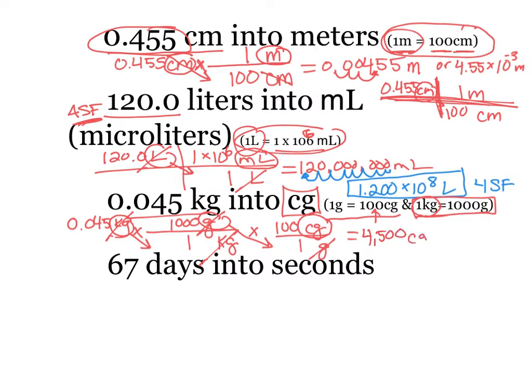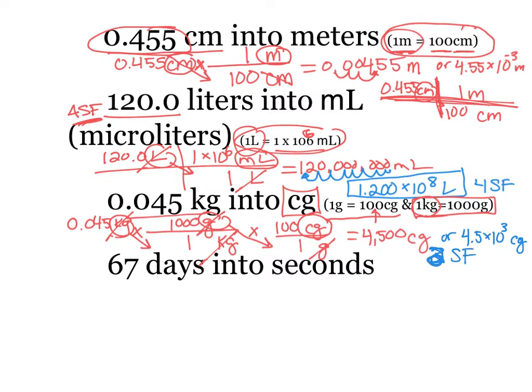4,500 centigrams. And looking back into my problem, 0.045 has 2 significant digits, so my answer can only have 2 sig figs, and just the 4 and the 5 are significant, so I can leave it as such, or I can convert it into scientific notation. 4.5 times 10 to the 3rd power centigrams. We did 2 sig figs.